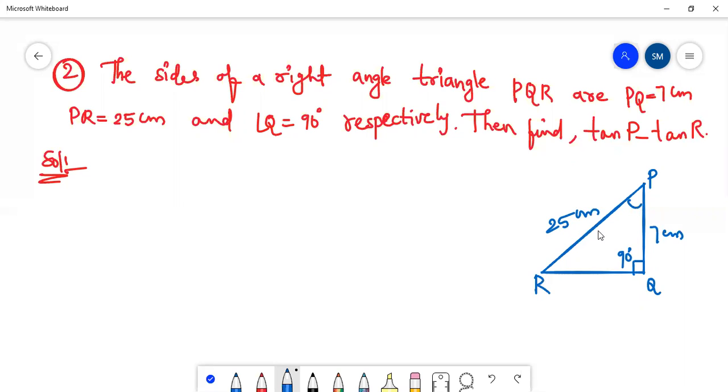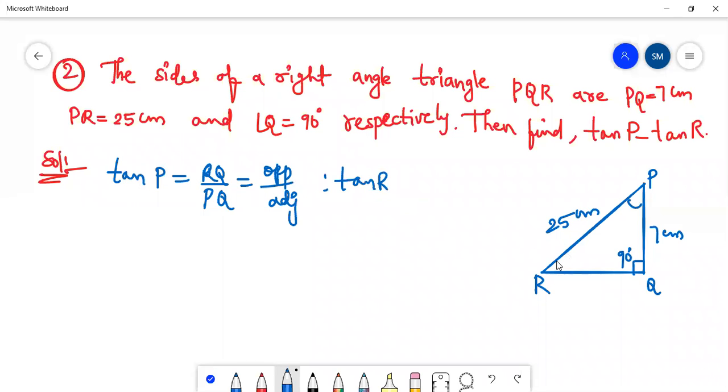This is tan P. So tan P equal to opposite side by adjacent side. Opposite side is RQ, adjacent side is PQ. This is opposite by adjacent. And tan R is equal to, this is the angle R. For this angle the opposite side is PQ, adjacent side is RQ. This is opposite by adjacent. Okay, this is the formula for angle P and angle R.